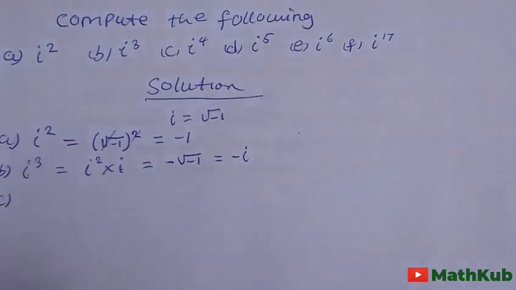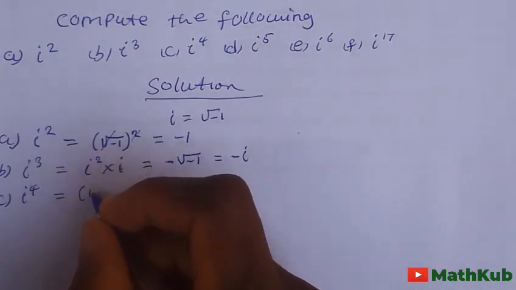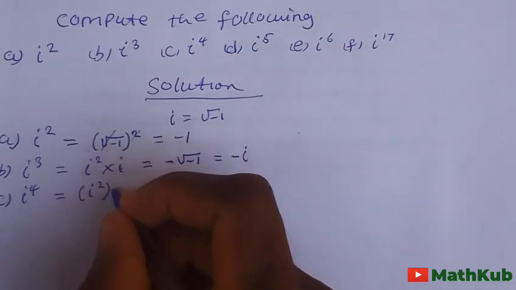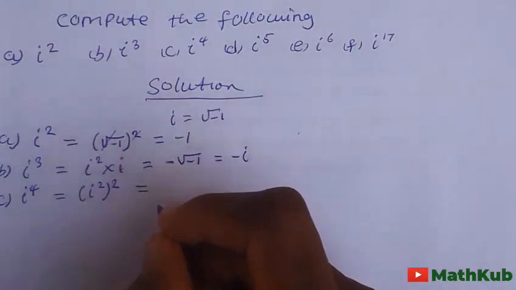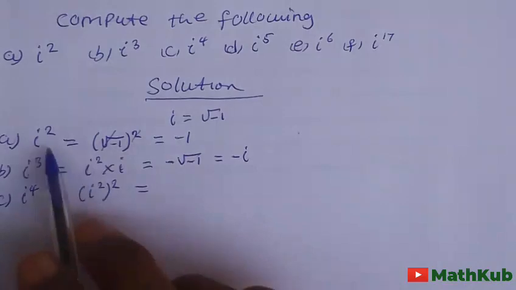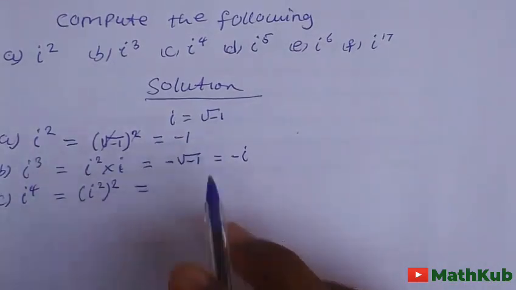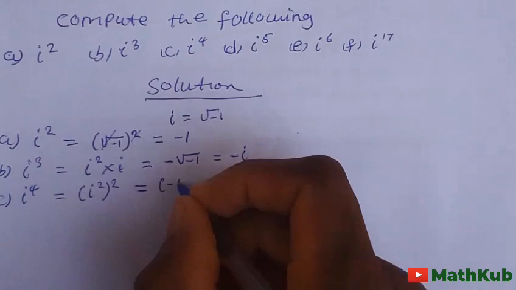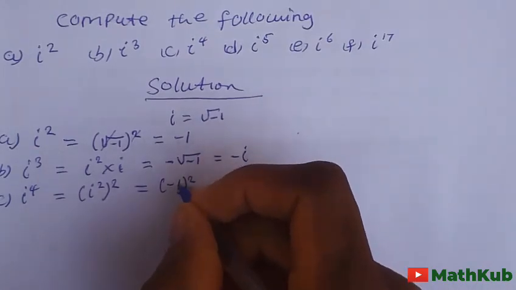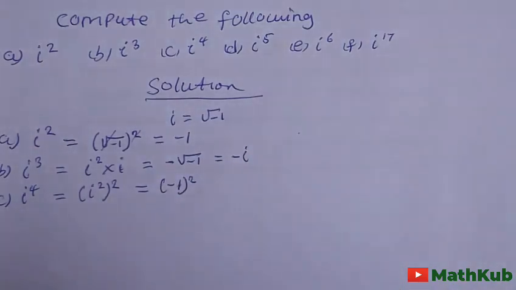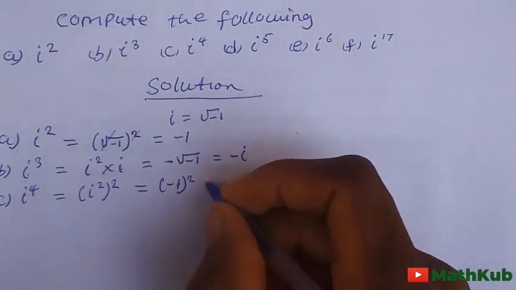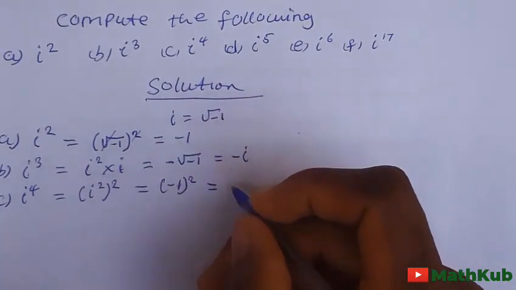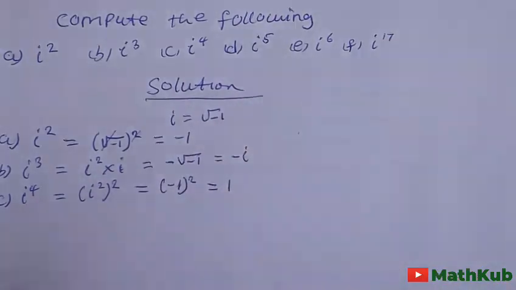C, i squared all squared, using indices, we have i squared to be -1. You can simply say -1 all squared. -1 all squared is the same thing as -1 times -1, which is equal to 1.